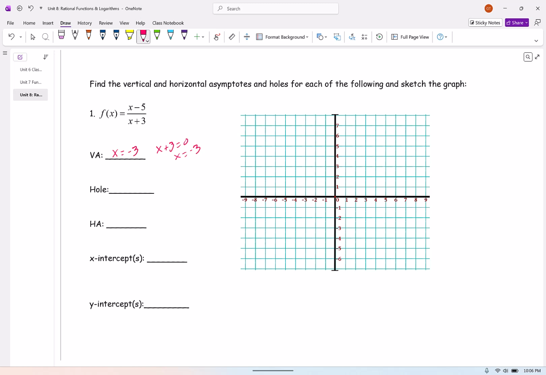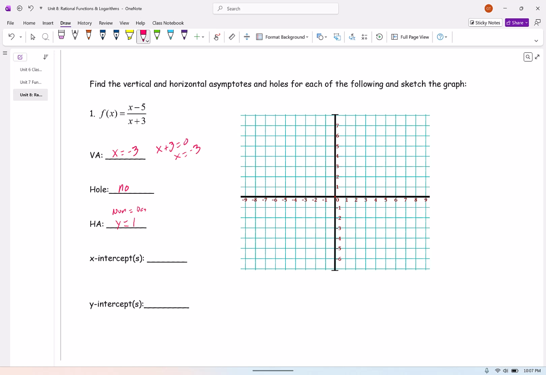There is no term that is canceled out, and so there will be no hole. Okay, my horizontal asymptote: my numerator equals my denominator in degree. So I look at the coefficients in front, and it's just going to be 1 over 1, so y equals 1.